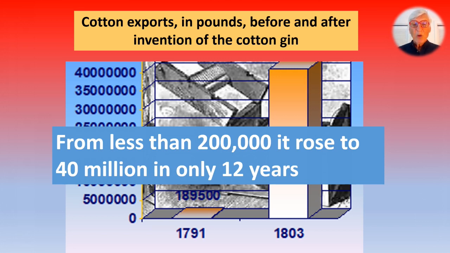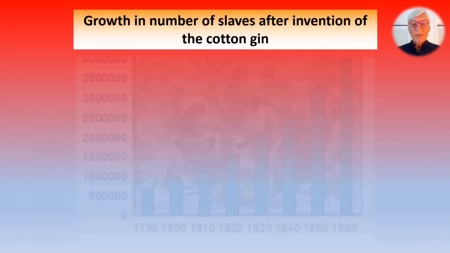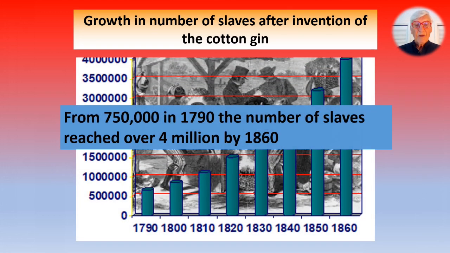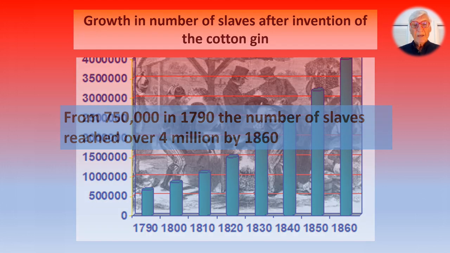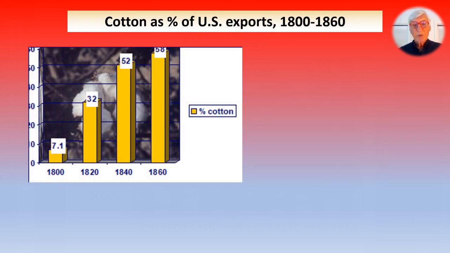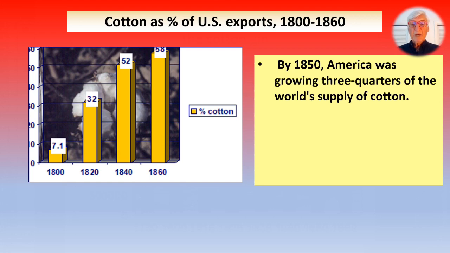From 200,000 to 40 million in 12 years. Growth in the number of slaves after the invention of the cotton gin. From 750,000 in 1790, the number of slaves reached over 4 million by 1860. Cotton as a percent of U.S. exports, 1800 to 1860. By 1850, America was growing 3/4 of the world's supply of cotton.